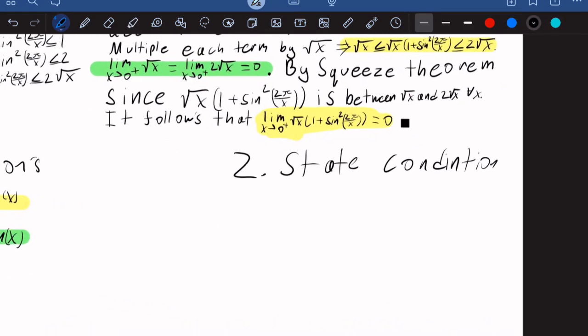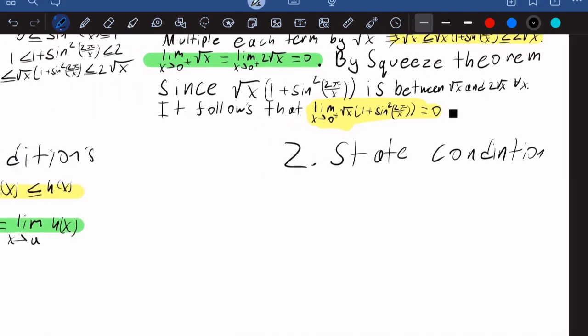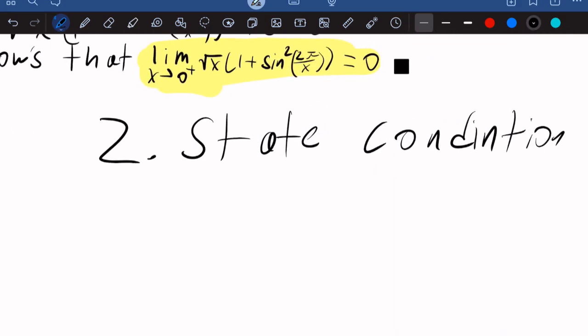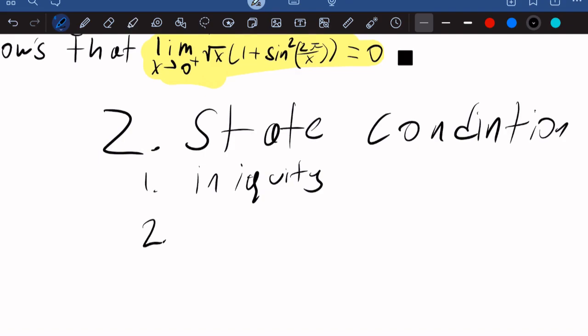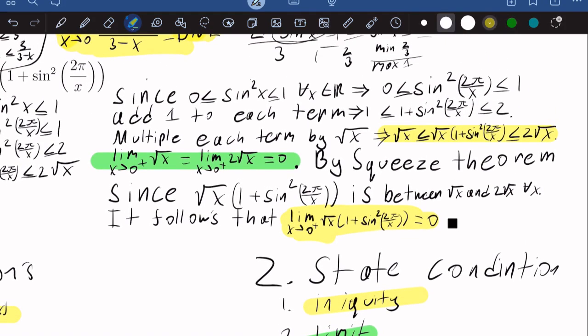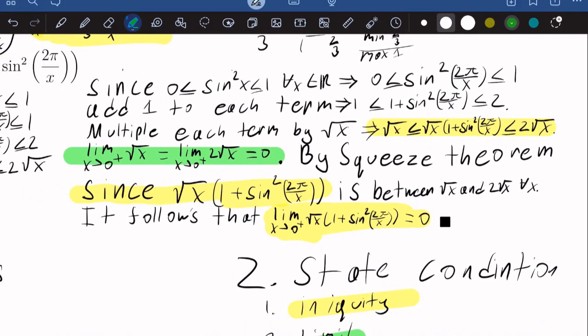Now for the state condition part, you just state it. You state your first condition, which is the inequality, and then your second one, which is your limit. Again, it will be in yellow and green. So just the first thing I said, and then wait. Oh, I forgot it here.